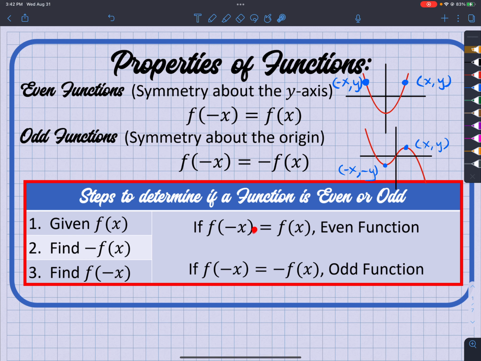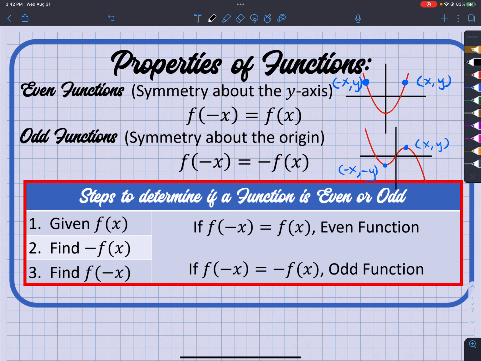In other words, either way, I'm replacing the x with negative x. The question is, does it look like the original, or does it look like the negative of the original? So first, for the given f of x, I want to find the negative of that function, and then I want to plug in the negative x for x. All right? So of course, we would want an example.